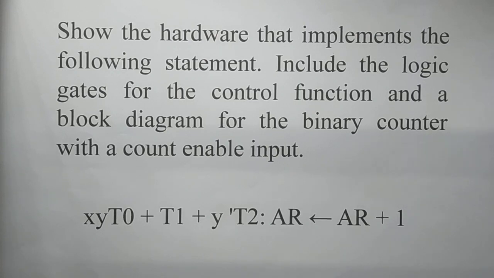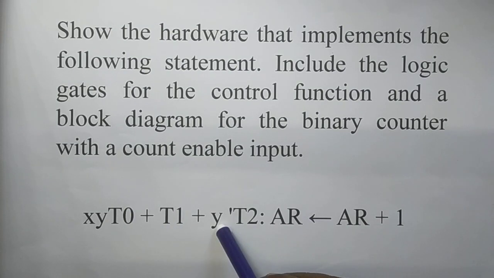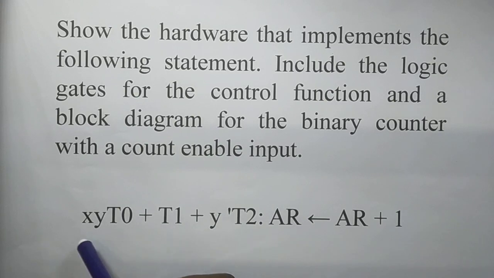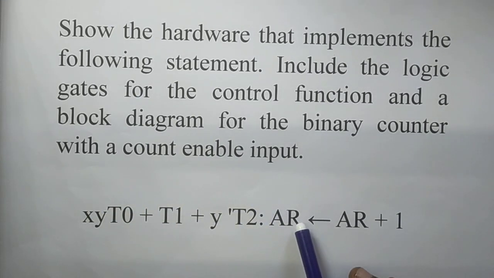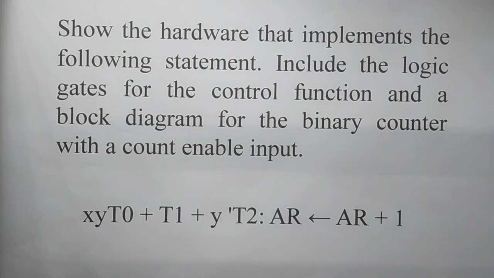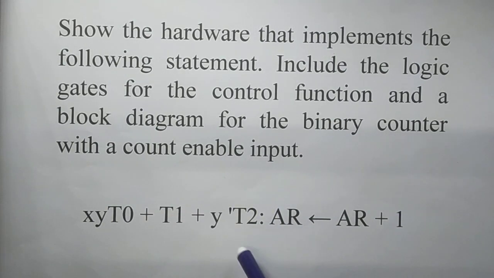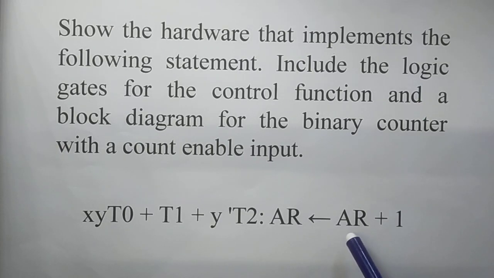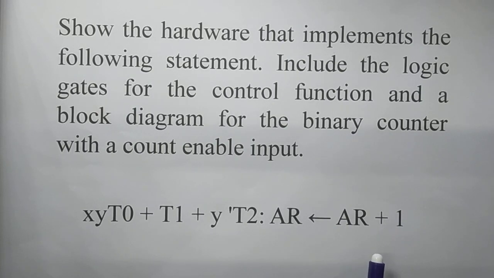Here you see a very simple statement is mentioned. The control function is defined in this way: x y t0 plus t1 plus y dash t2. These control functions are defined in this way, with the control variables t0, t1 and t2. If this is true, then the particular content will be increased through the binary counter. That means AR equals AR plus 1, an increment of the AR value. The address register content will be increased. So this is the basic concept.